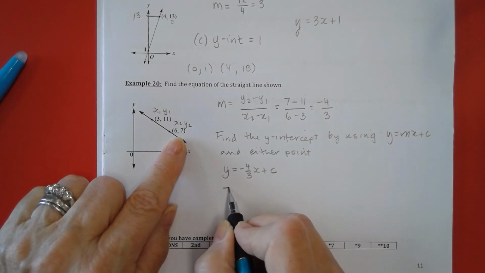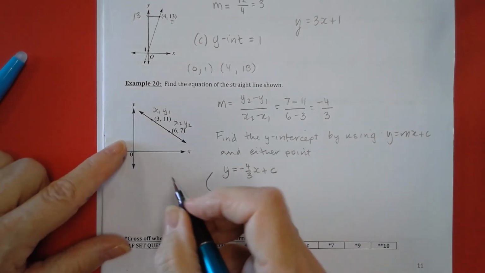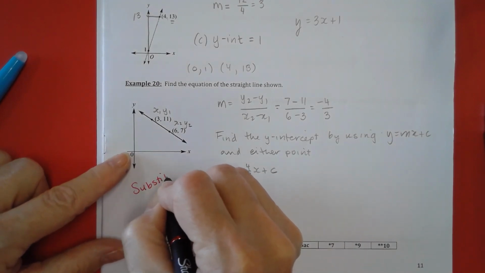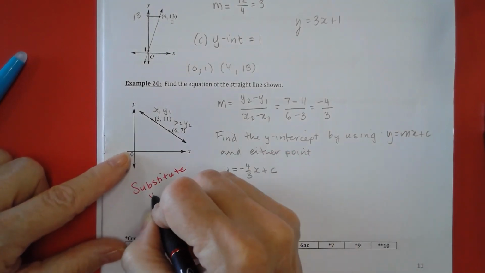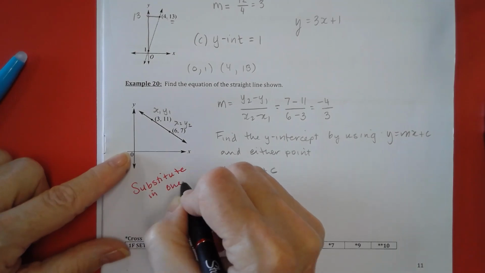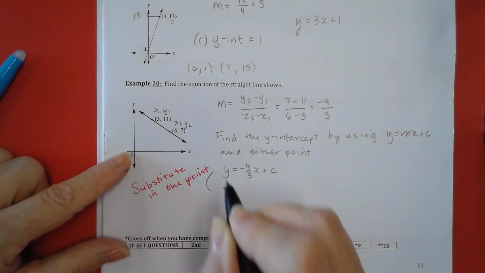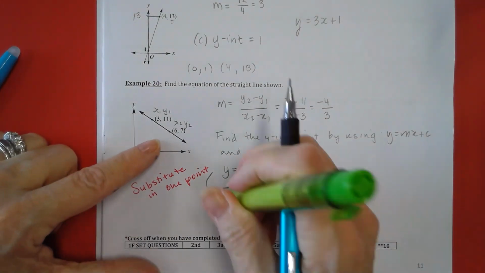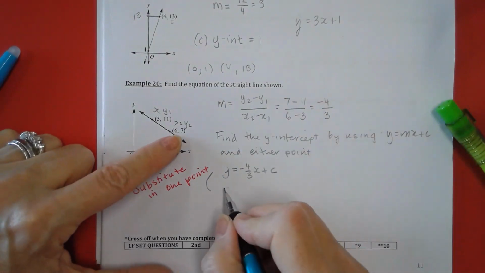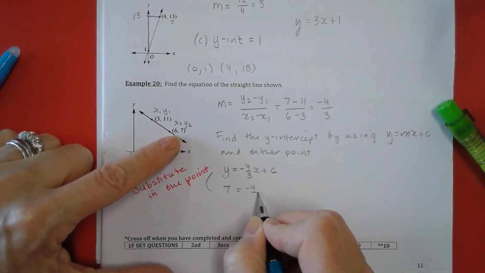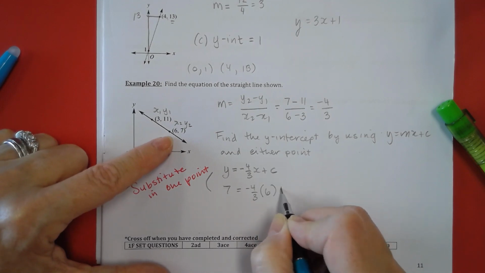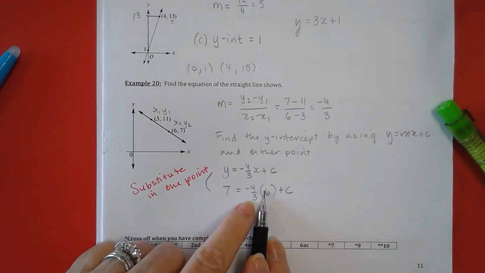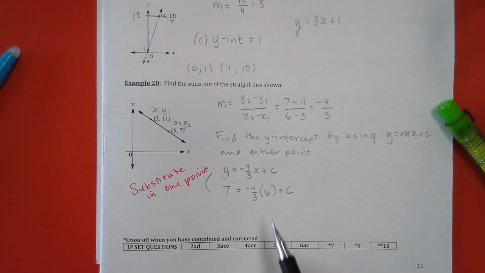So I have 7, let me just write it down. Substitute in 1 point. It does not matter which point you put in. You'll get the same answer. I'll show you. So I'm going to put 7 equals negative 4/3 times 6 plus c. Just stop for a minute. I put the 7 where the y was and the 6 where the x is. You okay?